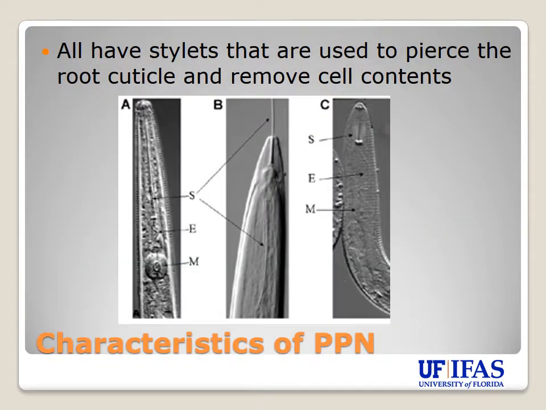All plant parasitic nematodes have a mouthpiece with a stylet. A stylet is basically a large hypodermic needle that they use to pierce the root cuticle and then remove the cell contents. So nematodes have a piercing-sucking type of mouthpart that they use to poke into the root and actually extract the water and nutrients from the root, and in that way they damage the root.